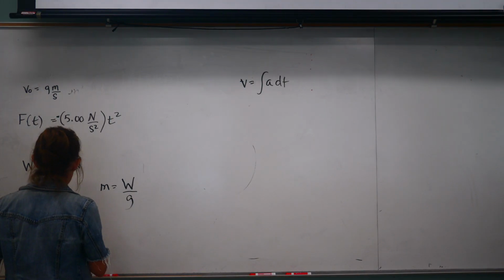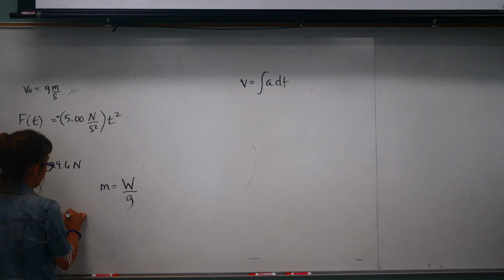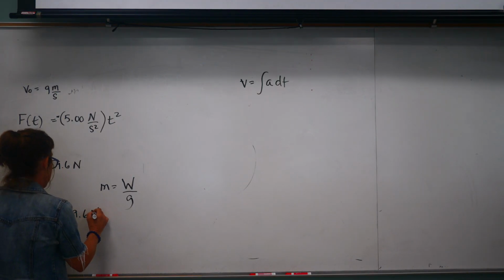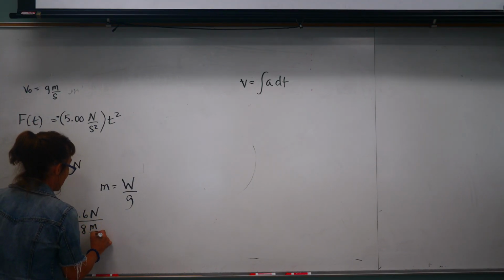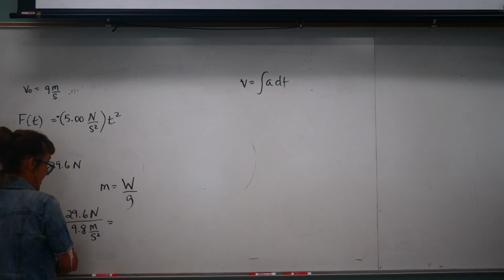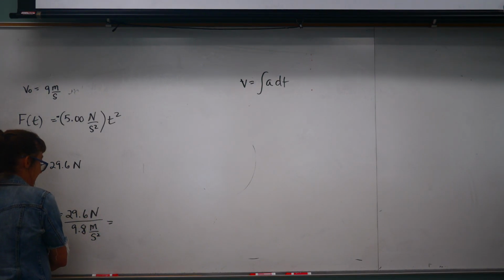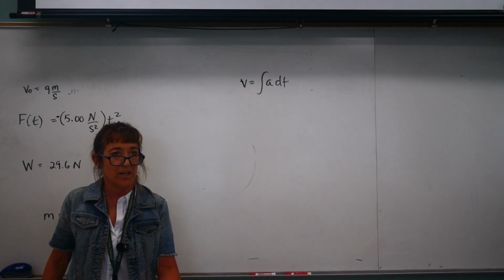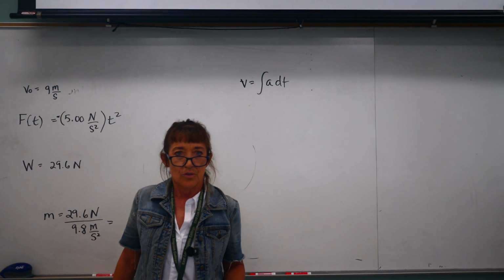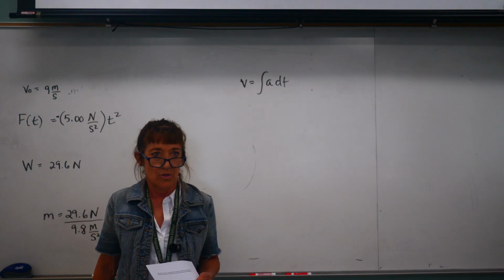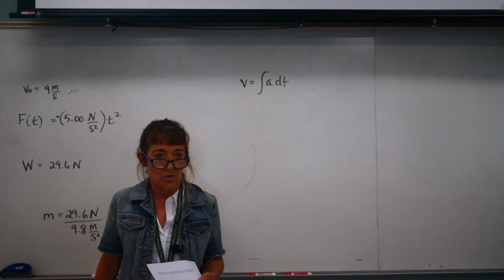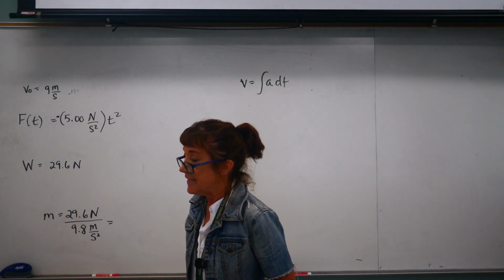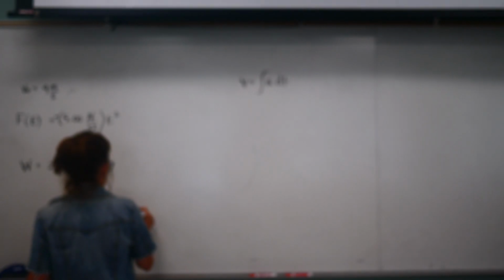All right, so what would that be? So mass equals 29.6 newtons divided by 9.8 meters per second squared. And what is that? Anybody have that? I don't have my calculator. Do you mind doing that, please? Thank you. Positive 3.02.